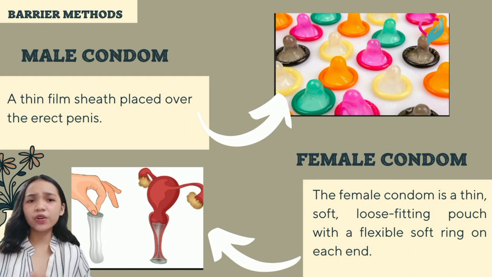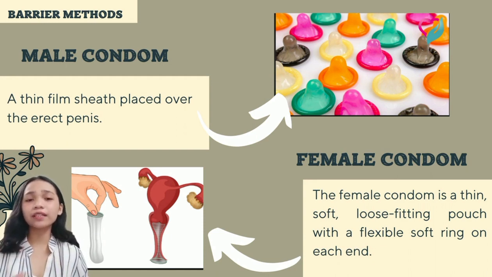And did you know that there's a female condom? Because I was 2 years old when I learned that females have condoms too. So well, yeah, maybe some of you know this already. Okay, so anyhow, the female condom is a thin, soft, loose-fitting pouch with a flexible soft ring on each end. It consists of nitrile, which is commonly used to make surgical gloves. Some female condom products are made of heat-transmitting materials.